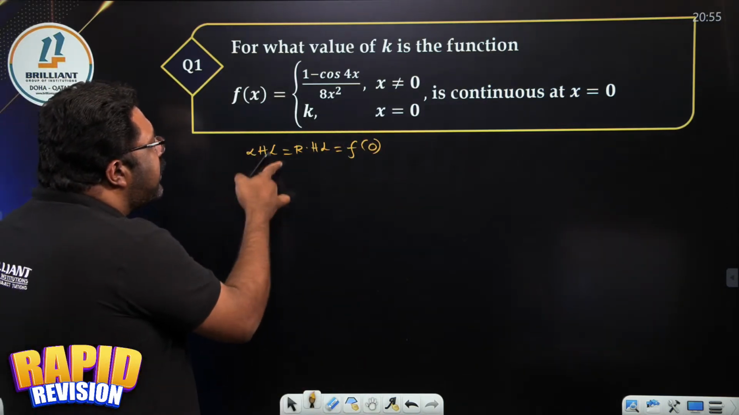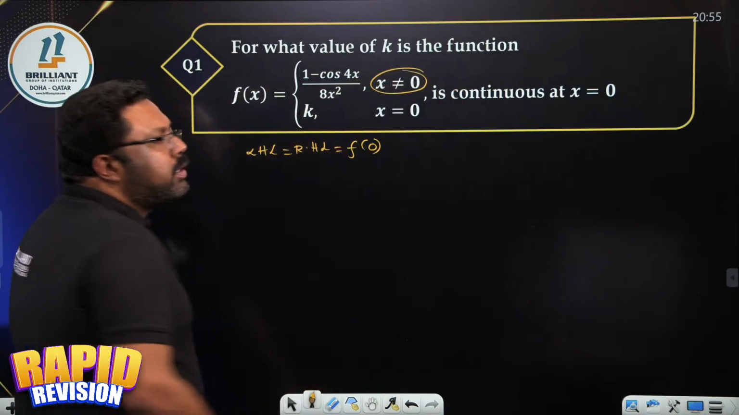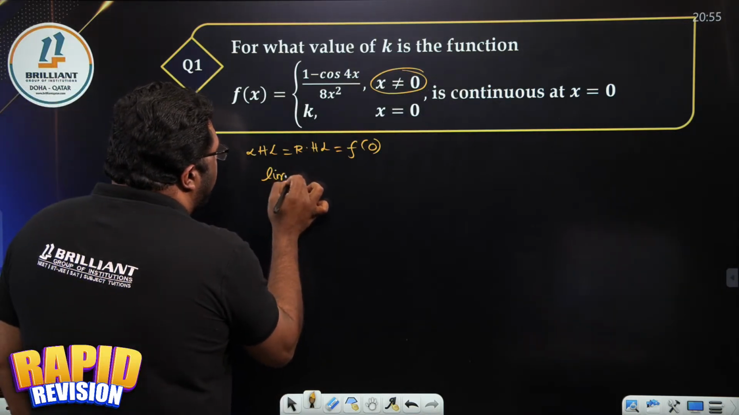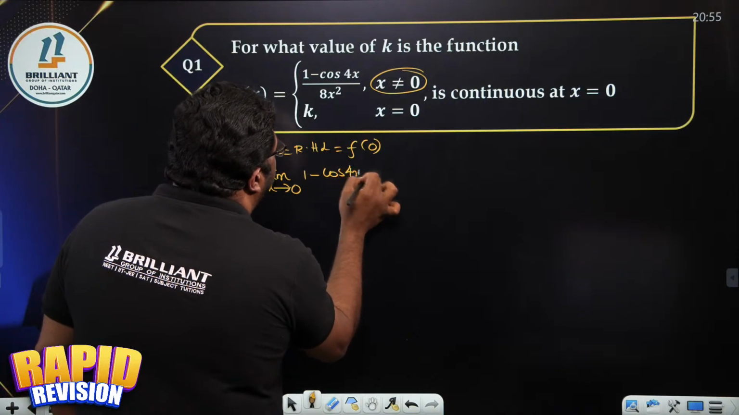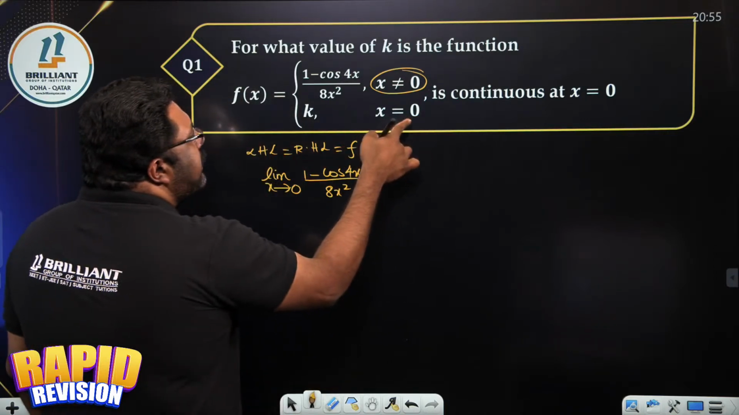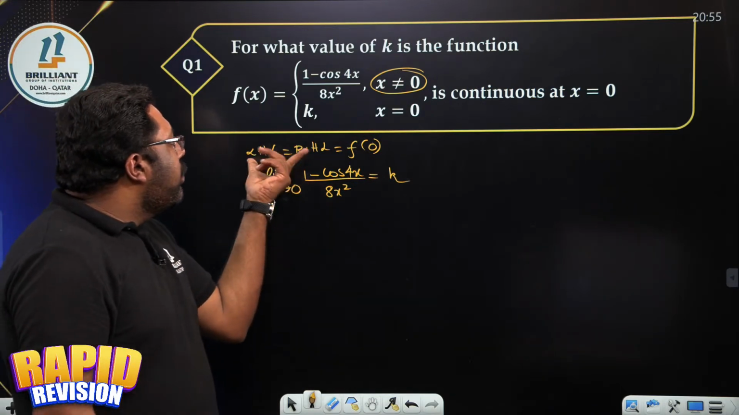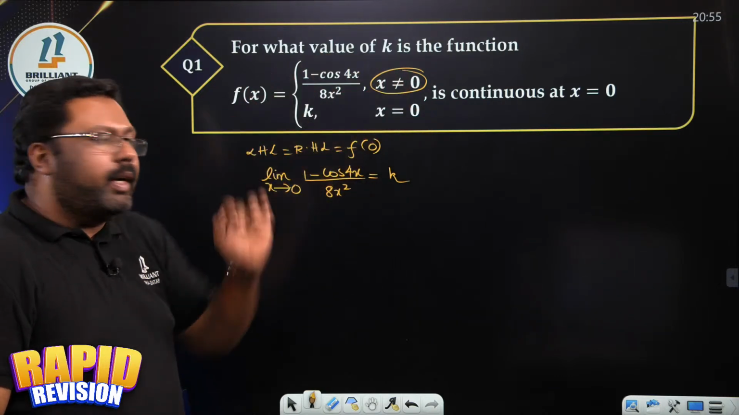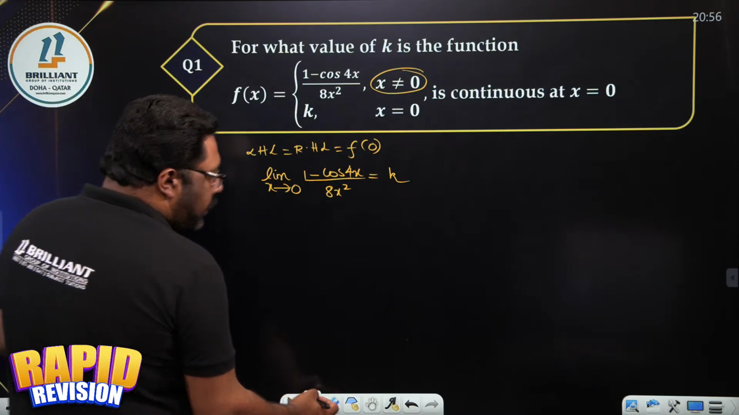LHL and RHL talk about the values of x less than 0 and greater than 0, but both of them are included in the same part as x not equal to 0. So I will say that limit x tends to 0, (1 minus cos 4x) by 8x squared equal to, when x is equal to 0, answer is k. Simple answer. Why did I combine LHL and RHL? Because there is no specific separate condition for less than 0 and greater than 0. One limit for (1 minus cos 4x) by 8x squared.